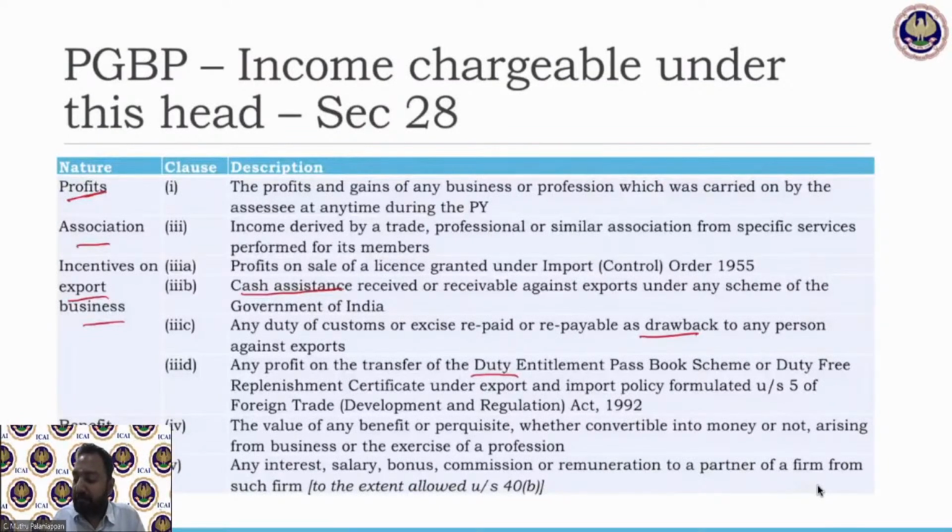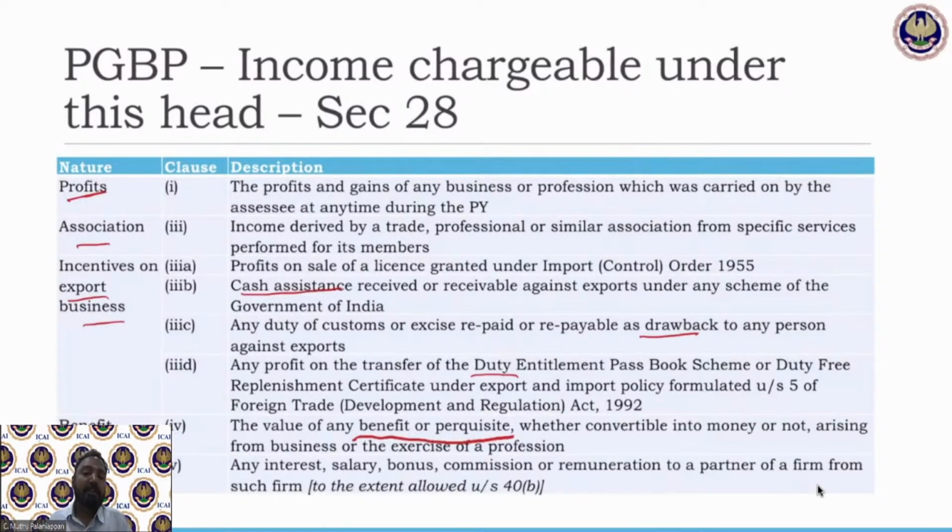The next is any benefit. We said voluntary receipt, and we said cash or kind. So irrespective of whether you are providing any service or not, if you have received any benefit, it need not be money. It could also be like a perquisite.